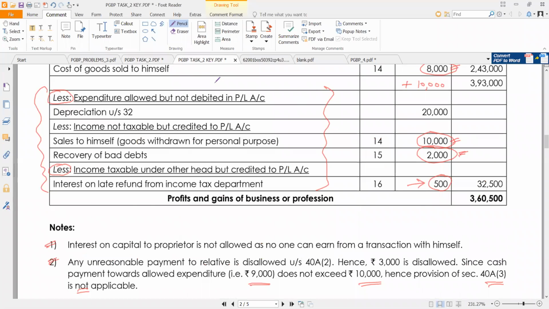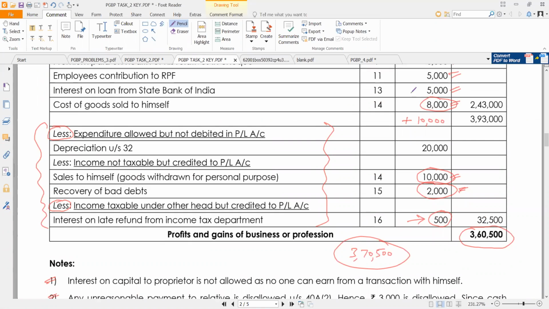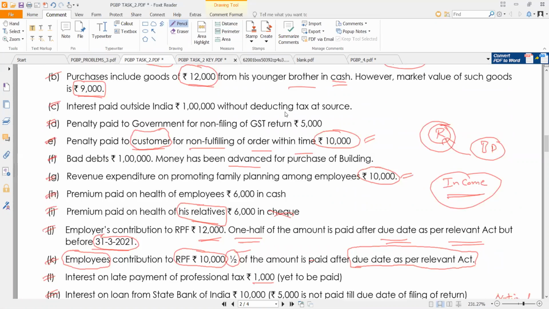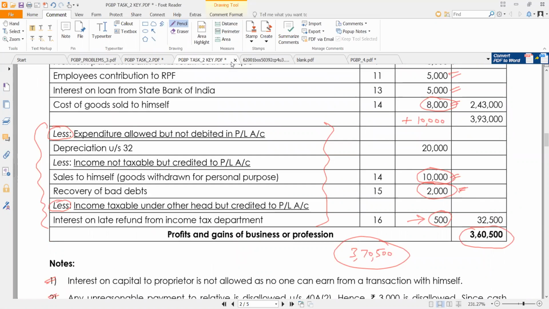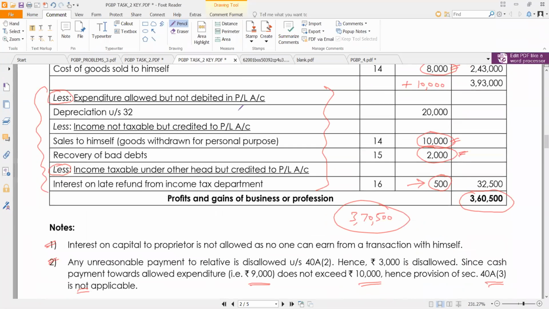That's it. Anyway, so that is the answer finally, of course. 360,500 is the answer that is given. So ideally, it should be 370,500 if we disallow this 10,000 rupees family planning expenditure on employees. If we disallow that, that will be also added back. So the correct answer, I would say, is 370,500.